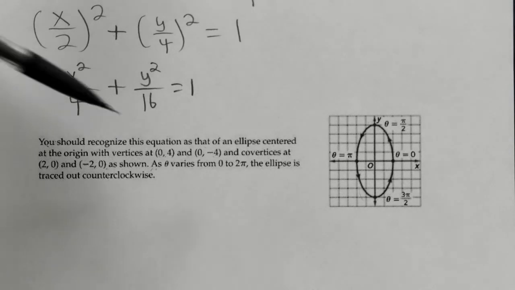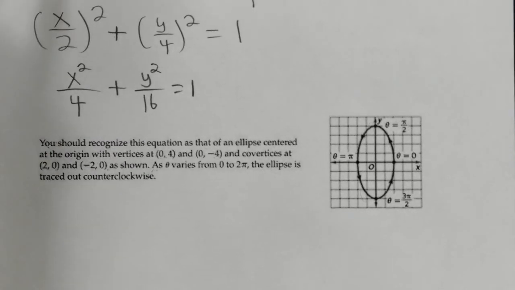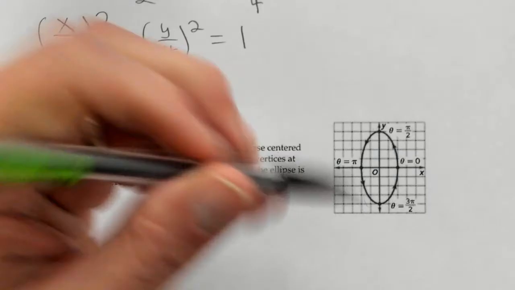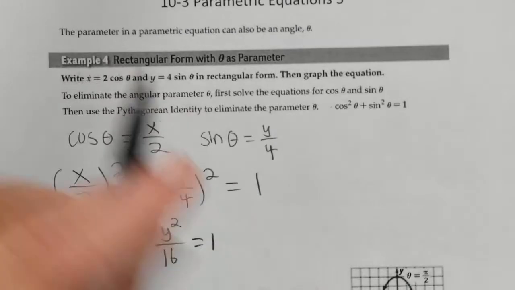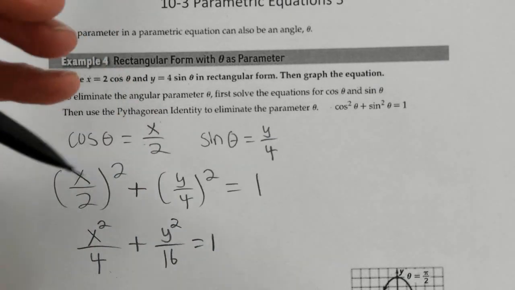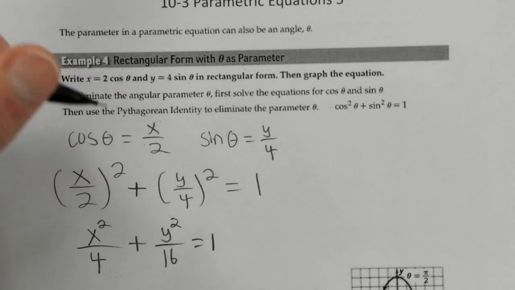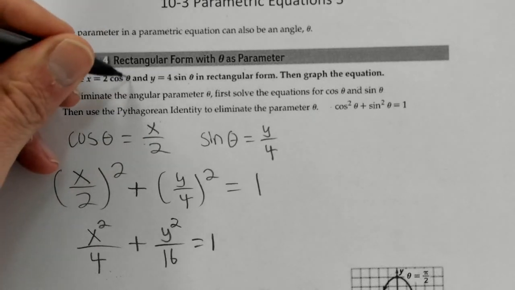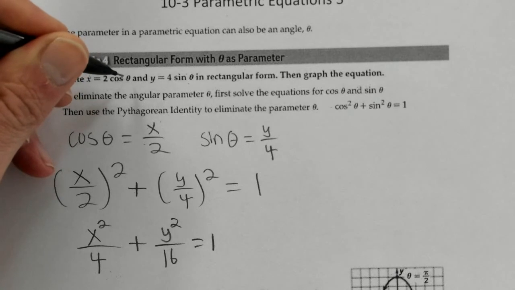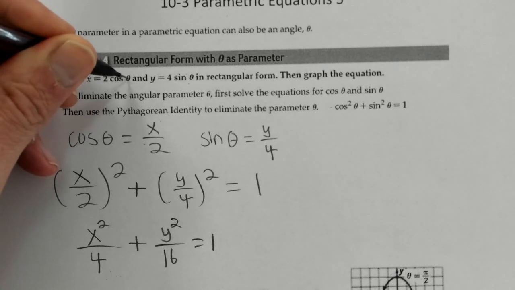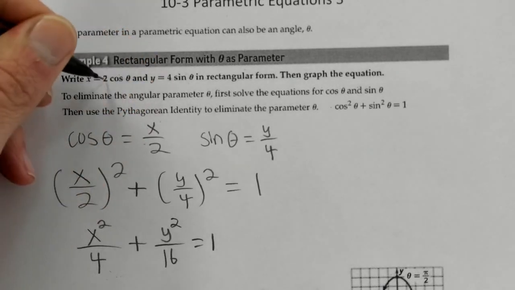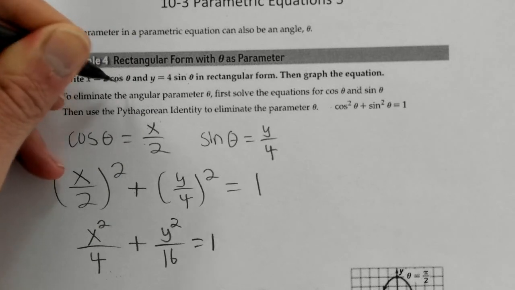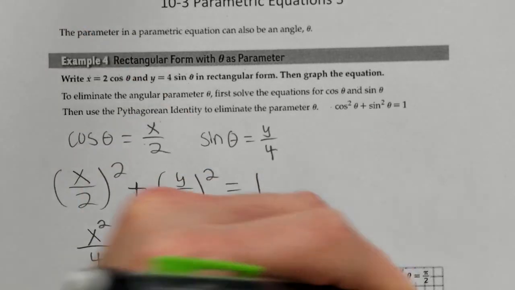If we graph it in this format, we'll get this ellipse. But if we graphed it with the parametric form of the equations, then I can plug in various values of theta for the angle. For example, if we plug in 0 for the angle, remember, the cosine of 0 is 1. 1 times 2 is 2. Sine of 0 is 0, times 4 is 0. So the first point on this graph is going to be at (2, 0) when theta is equal to 0.